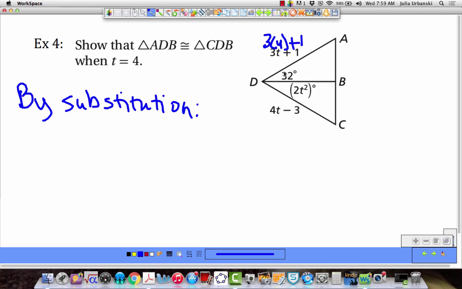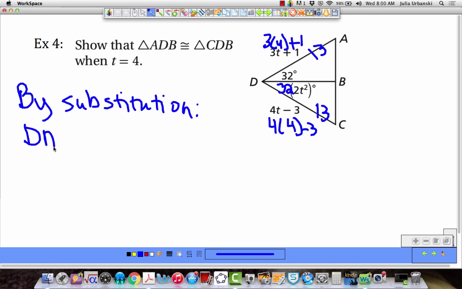Alright, so what did you get for AD when you plugged it in? 3 times 4 plus 1 is 13. What did you get for this angle right here? When you plugged in 2 times 4 squared, what did you get? 32. And then for DC? 13. Good. Okay, so now we can use that information and we can just have our own way here of showing that these triangles are congruent. 4 times 4 is 16. Minus 3, we get 13. So by substitution, tell me some things that are equal.